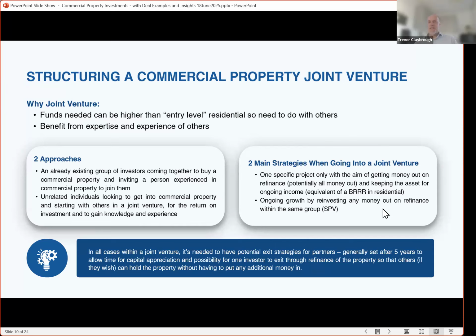So here we've got a joint venture where all the investor partners say, we want to put our money in there. We want to basically leave it in there, not exactly forever, but leave it in there. And each time we can refinance, we don't want to take that money back. We want to buy something else, grow the portfolio within the same SPV.